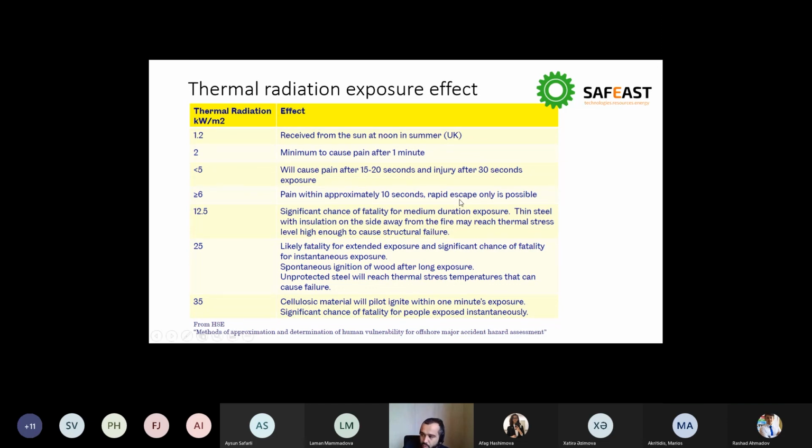This is from UK HSE, an approximation of human vulnerability. You can see that 1.2 is the usual thermal radiation you receive from the sun in the summertime. And if you have above 35, it's really dangerous, and there could be a significant chance of fatality instantaneously, within seconds.